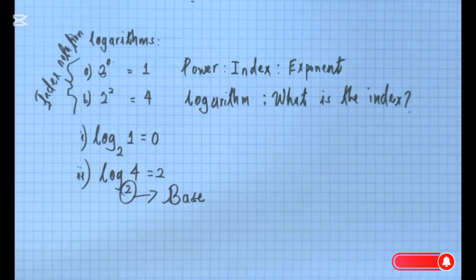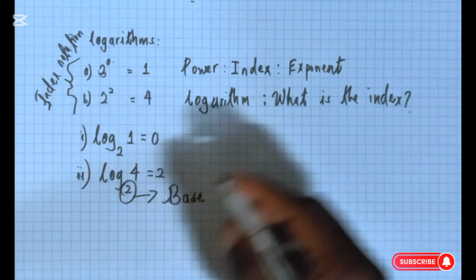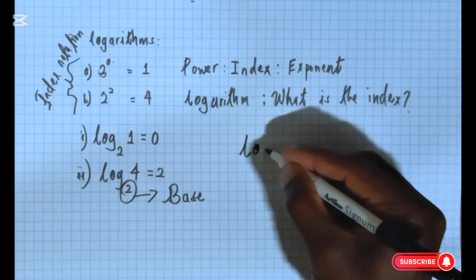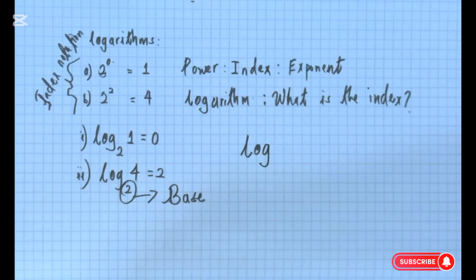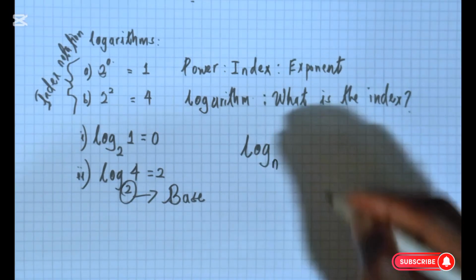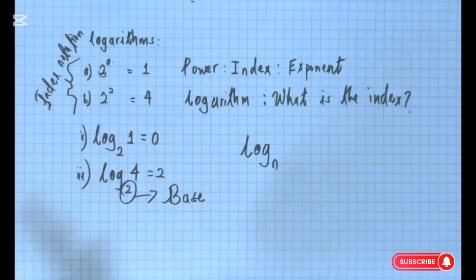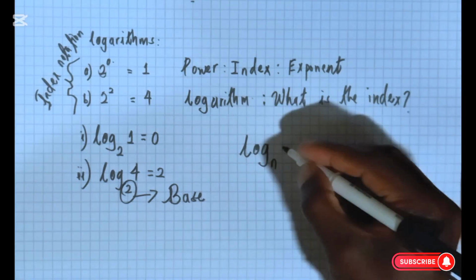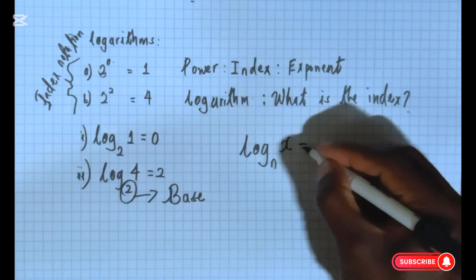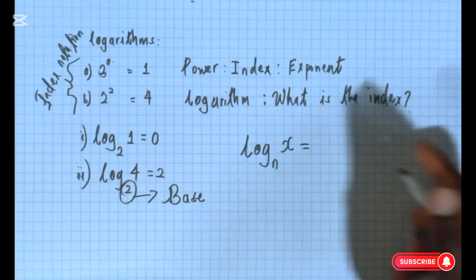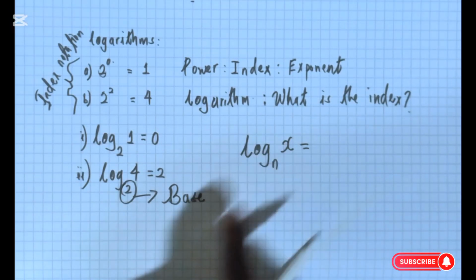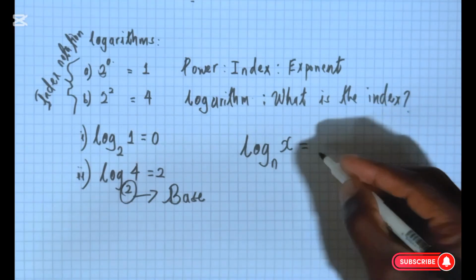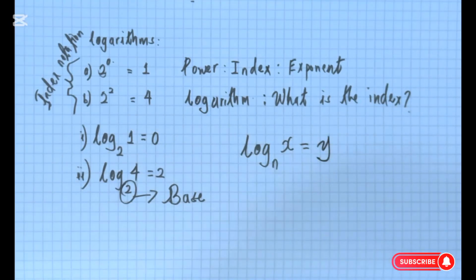Okay, so we have logarithms with different bases. In fact, we can give the general form of logarithm as log of n. So n can be any number from 1 going on to infinity. Let's say we are trying to find the logarithm of x to base n, and of course let's say it's always going to give us y.